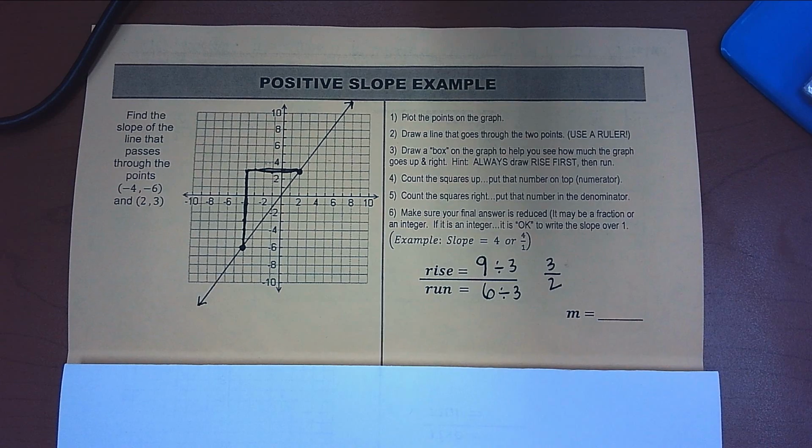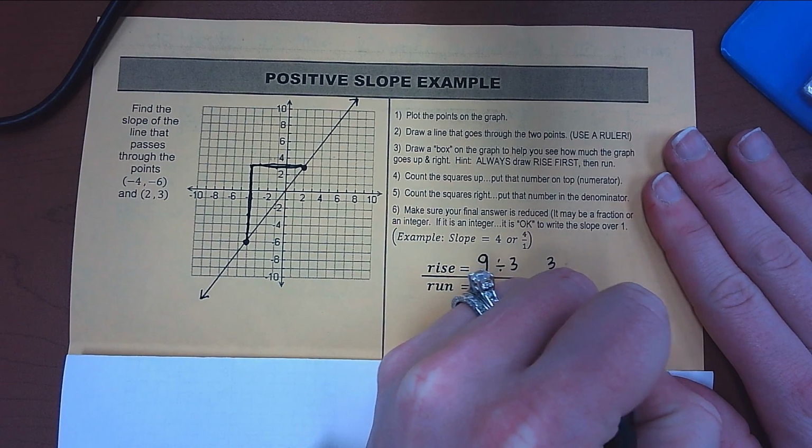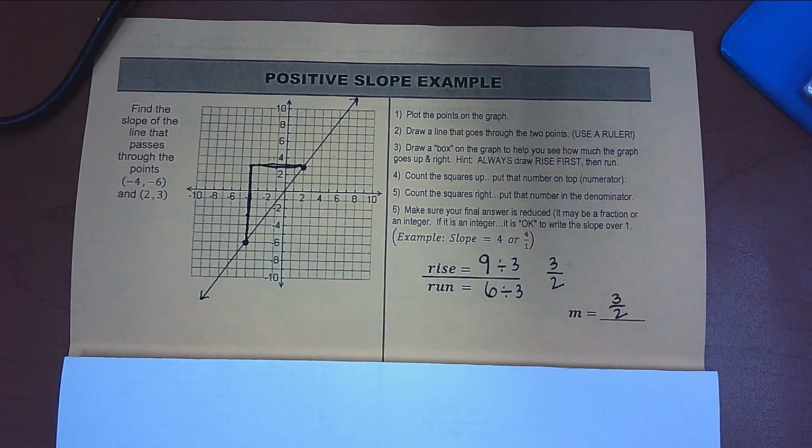Now, what I don't want to happen is I don't want you to write slope as a mixed number. Slope is always going to be a fraction, an integer, or an improper fraction. In this case, the improper fraction m represents slope, 3/2, or 3 over 2.